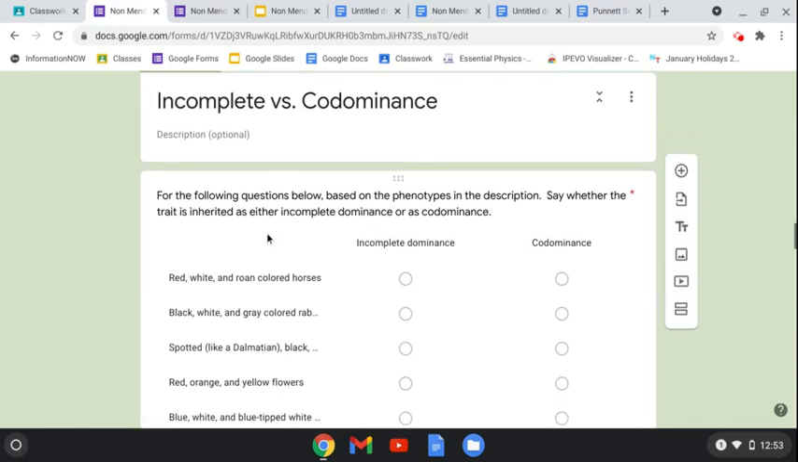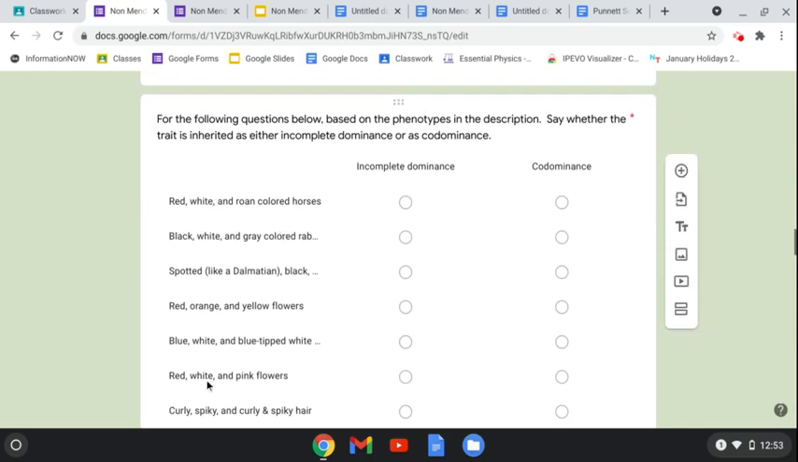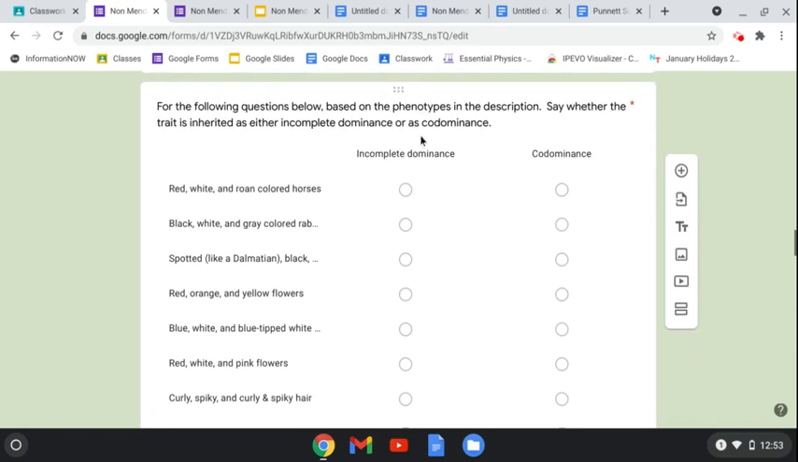I want to talk about this part right here. So incomplete versus codominance. You're going to be given an example, and you need to tell me if it's either incomplete or codominance. This first one, you have red, white, and roan-colored horses. Well, I know that roan-colored is when you have both red and white fur, which means that has to be codominance. But if we have black, white, and gray, then I know, okay, black and white are mixing to make gray, so that must be incomplete dominance since they're blending together.